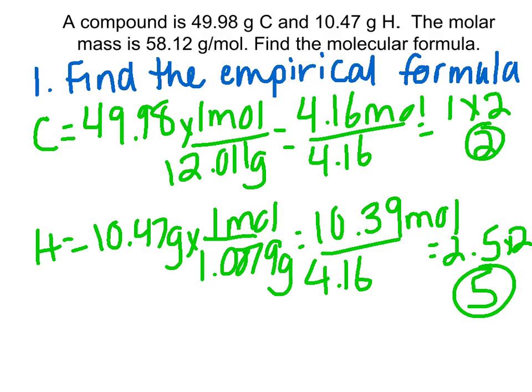Take those numbers then, and we're going to use those as our subscripts. So our empirical formula is C2H5. Okay? So that is the first step, find the empirical formula.